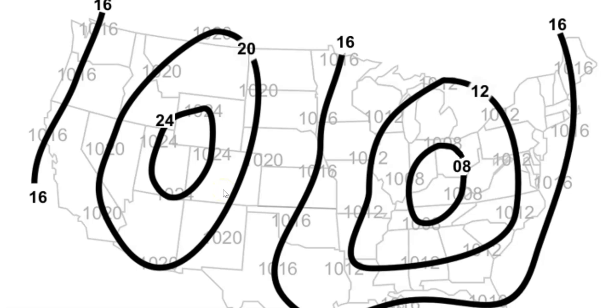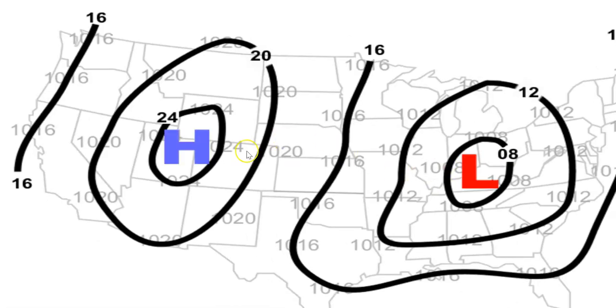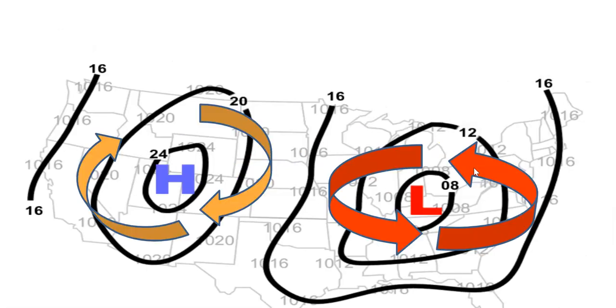So how do we know which is the high and which is the low? Inside this one, so let's look at the center, we have 1024. Inside this one, we have 1008. This one has the lower pressure, so that would be the low pressure system. So this would be your high pressure system, and that would be your low pressure system.